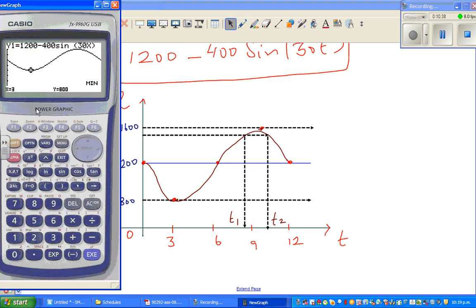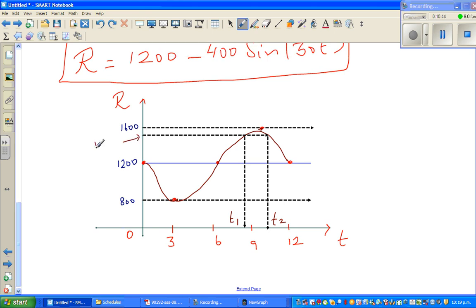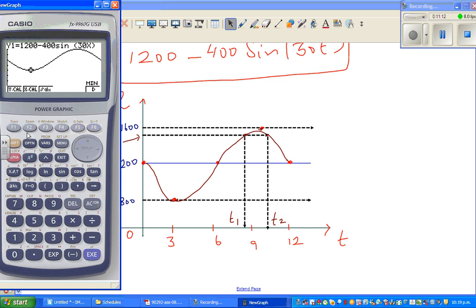So let us draw that. We have already got the graph. So this is 1500. So when the rabbits are at 1500, the duration that is T2 minus T1 is your beyond. At this point it is 1500, and again at this point. So between these two, it's more than 1500. So G-Solve and go to X-Calc for 1500. So T1 is 7.62 months, or I can say 7.6 months.